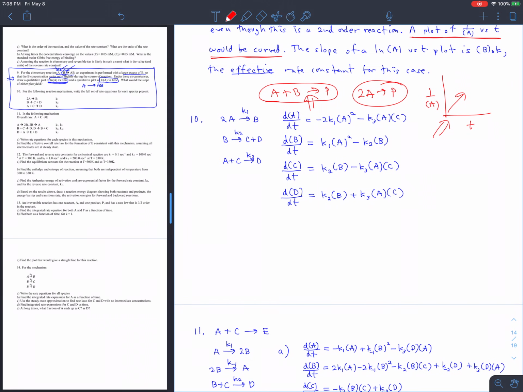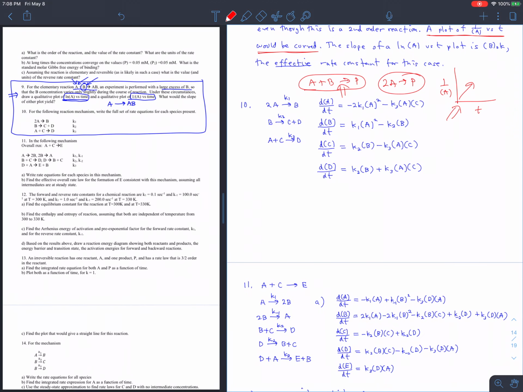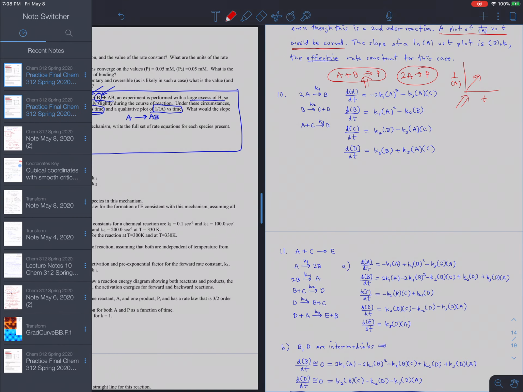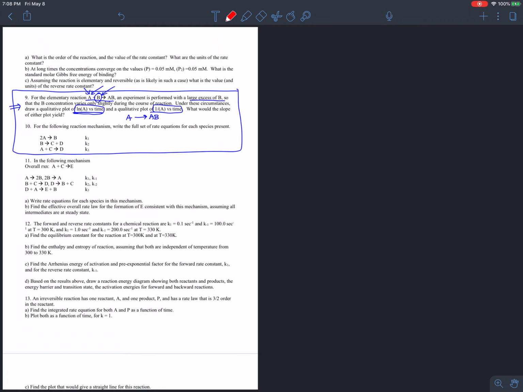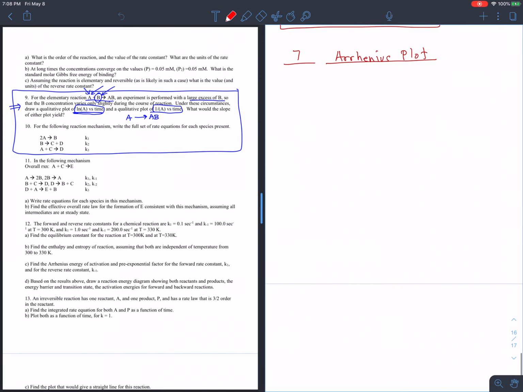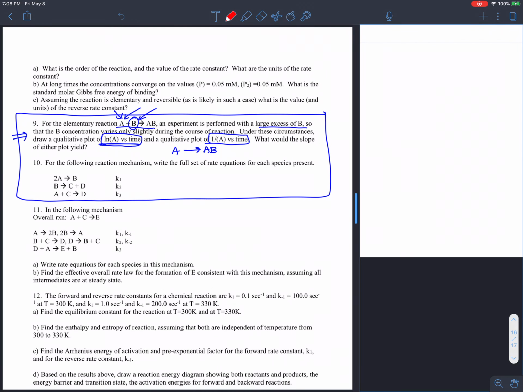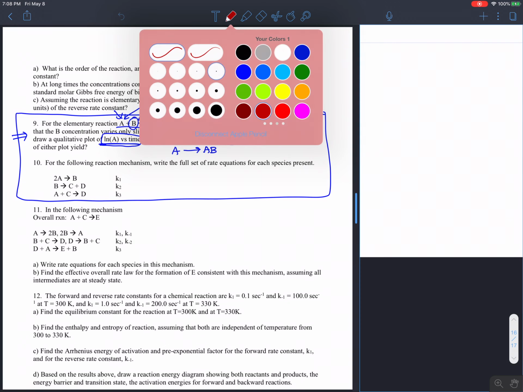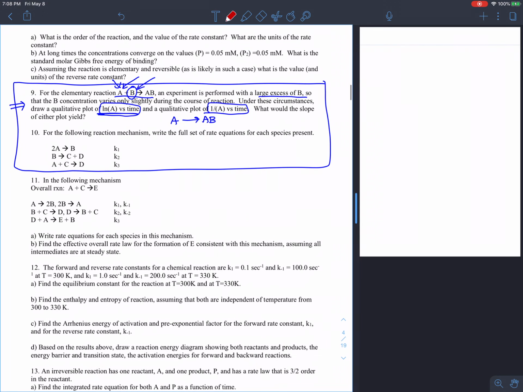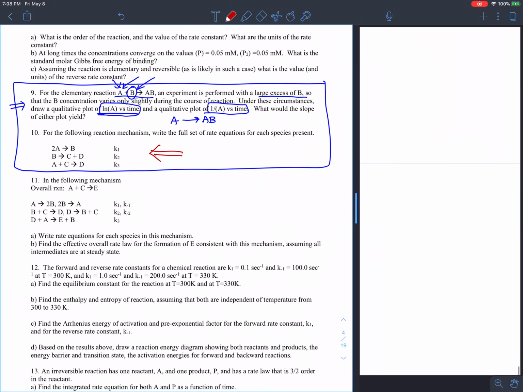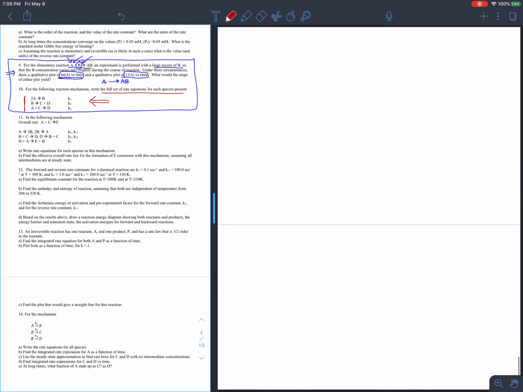All right, this one, let me give myself some space here. I'm going to bring up some empty space here. And so the problem in this case is just to write some rate equations for a mechanism. It's a pretty straightforward, pretty short, pretty simple problem. That's why we can do it here straight out. So I have this three-step mechanism. It says write the full set of rate equations for each species present. So let's do that.